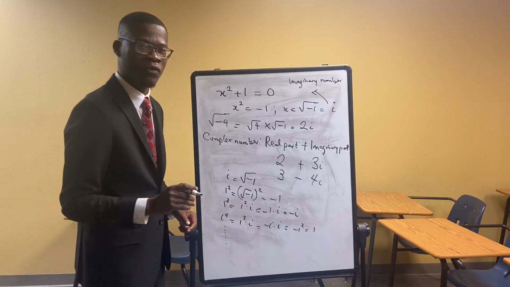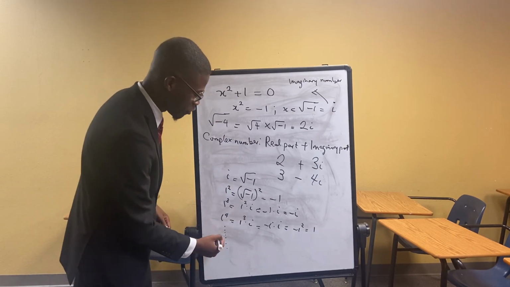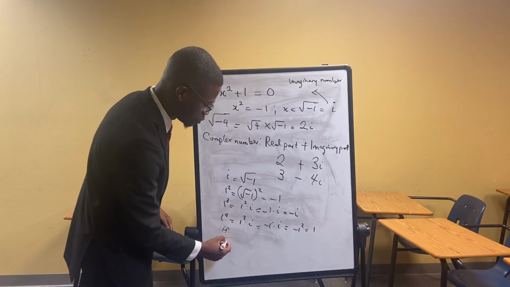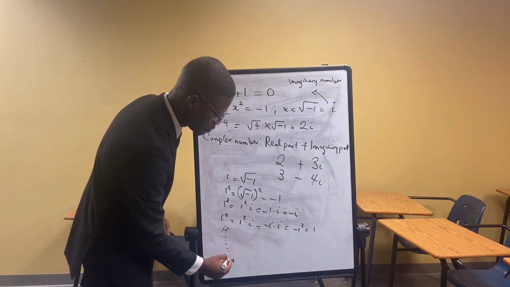So I have a homework for you. In the comments, write what i to the power of 5 to i to the power of 10 represent.